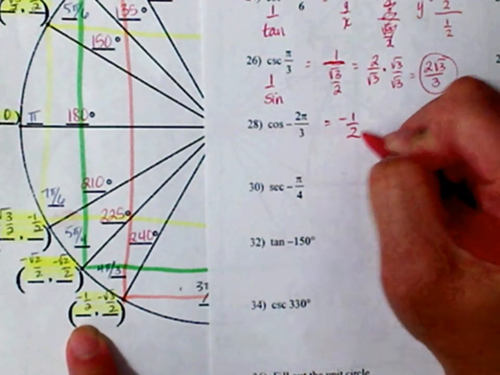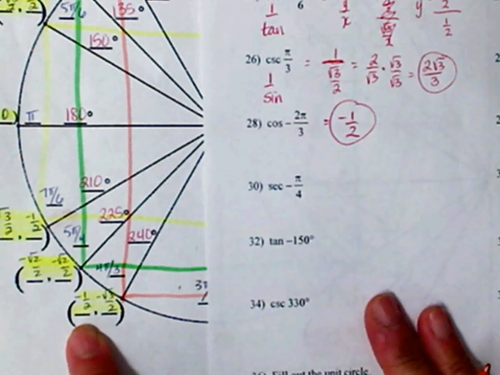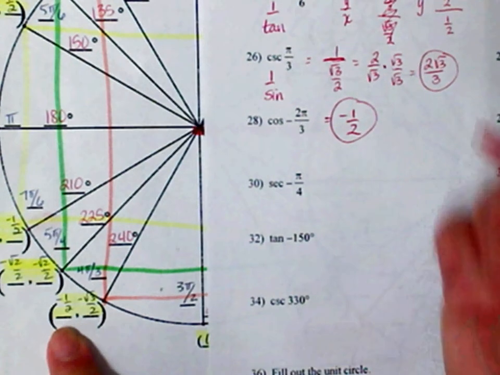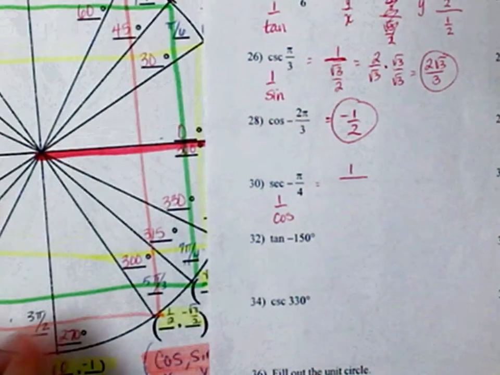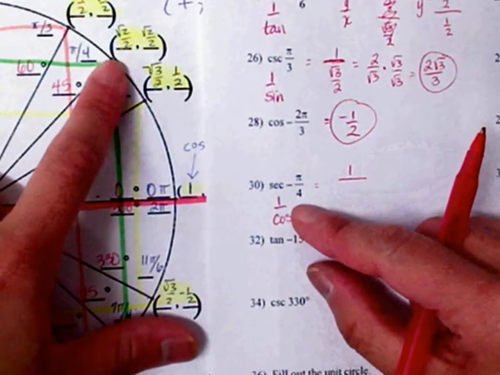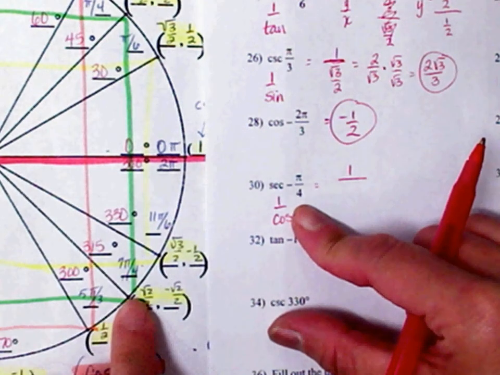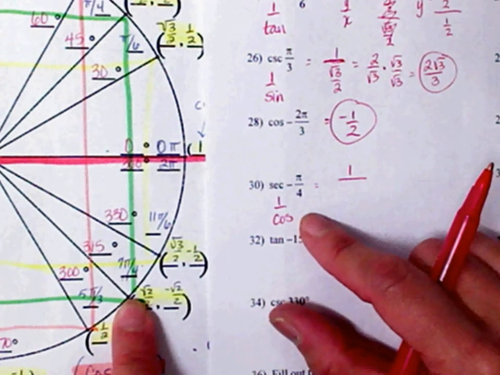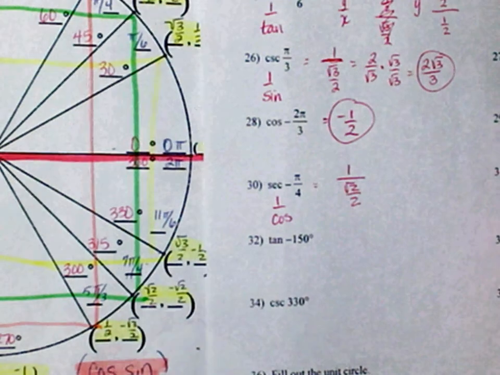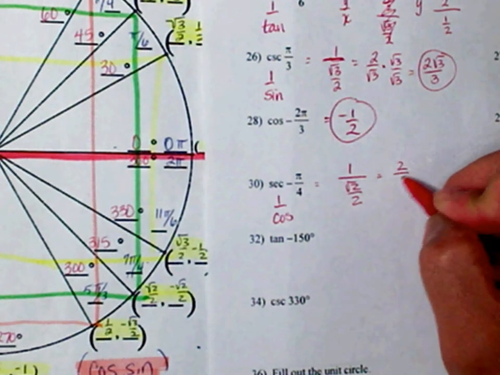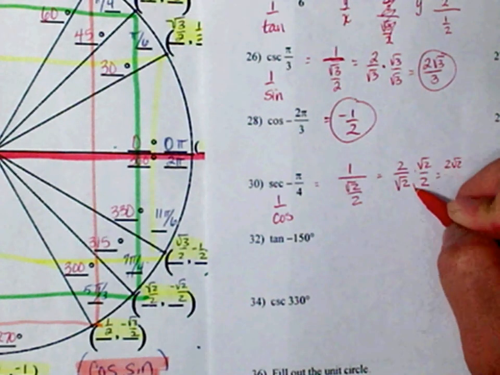Number 30, secant of negative pi over 4, which is 1 over cosine. Okay, so 1 over your cosine. So let's take a look at pi over 4. Negative pi over 4. Here's pi over 4. Reflected across the x-axis, so I'm looking at 7 pi over 4. 1 over cosine. Cosine is square root of 2 over 2. Okay. Take the reciprocal of that, so it would be 2 over square root of 2. Rationalize it, so that comes out to be 2 square root of 2 over 2. 2 cancels out, so your solution is just square root of 2.